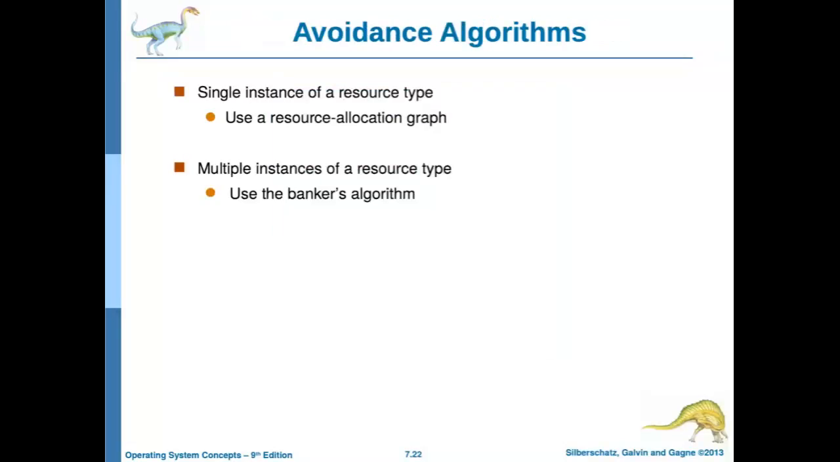Now for the avoidance algorithm, if there is a single instance of a resource type, we'll simply make use of the resource allocation graph. And if there are multiple instances of a resource type, we need to understand the banker's algorithm, which is a deadlock avoidance algorithm. That we'll discuss in the next lecture.